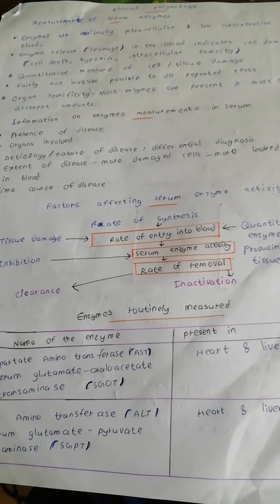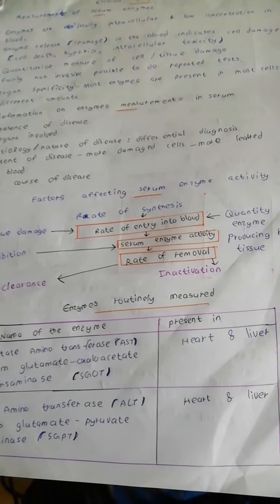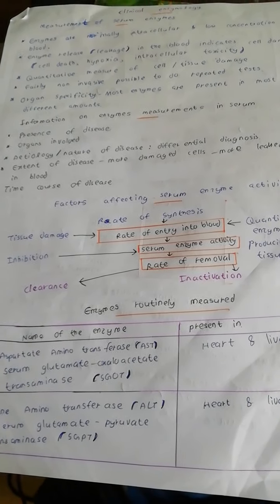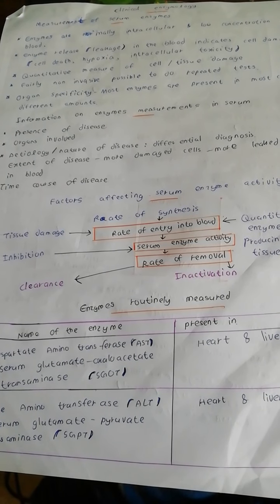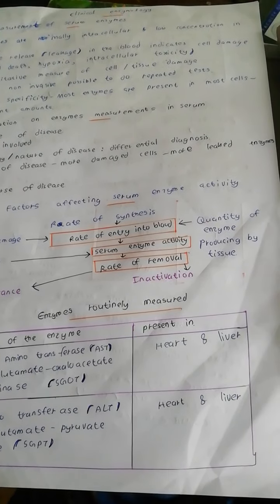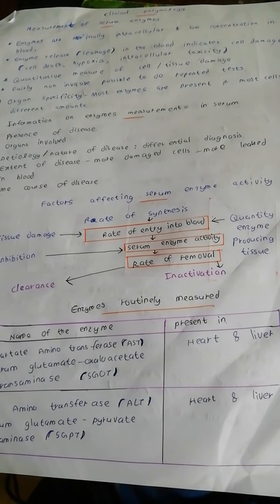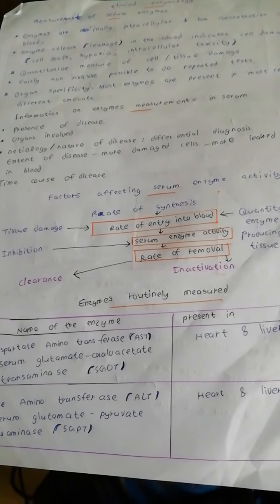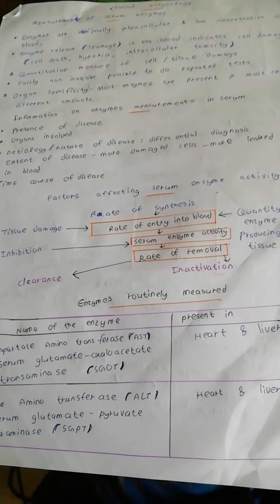The factors affecting serum enzyme activity: rate of synthesis, tissue damage, rate of entry into the blood, quantity of enzyme produced by tissue, and serum enzyme activity inhibition. Rate of removal: clearance and inactivation.